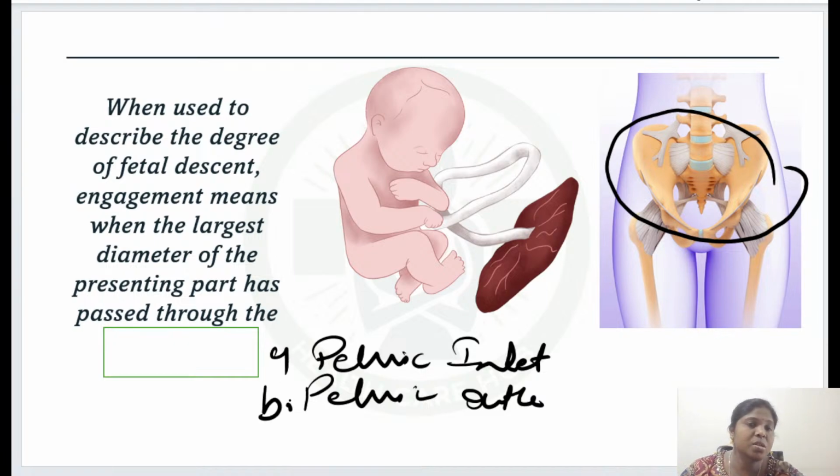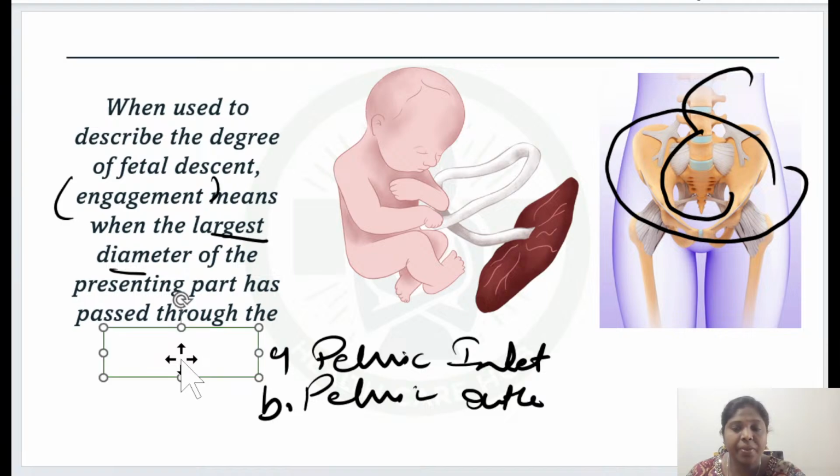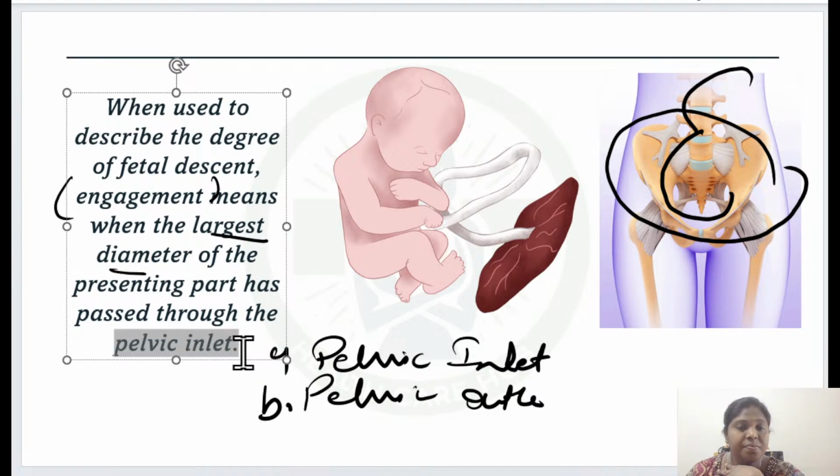So, which one? When you describe the degree of fetal descent, when the baby head is going down, engagement means the largest diameter of the presenting part has passed through the pelvic inlet or pelvic outlet. So, you have told correctly, that it has passed through the pelvic inlet.